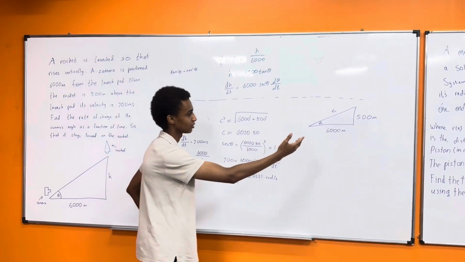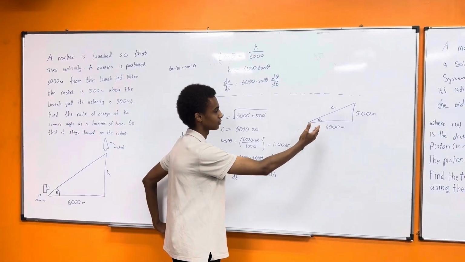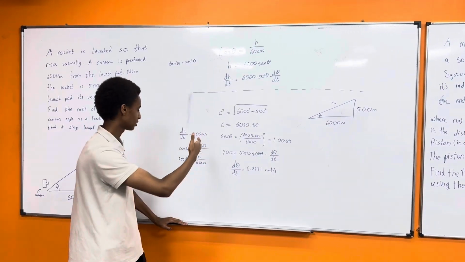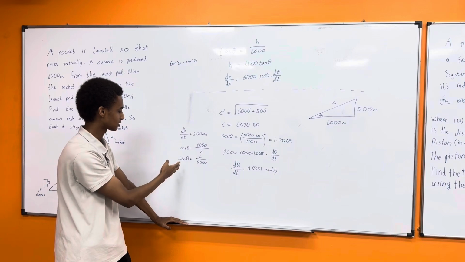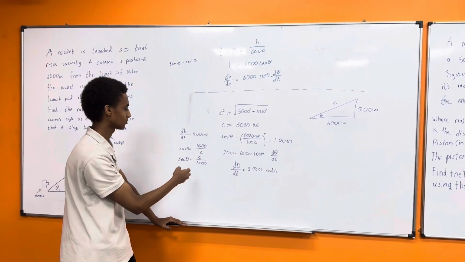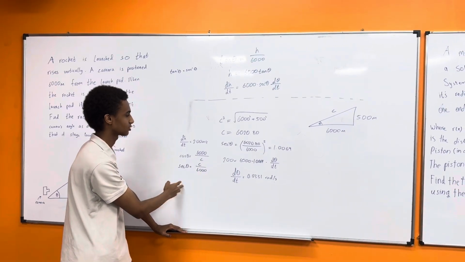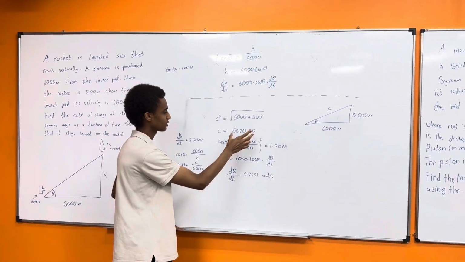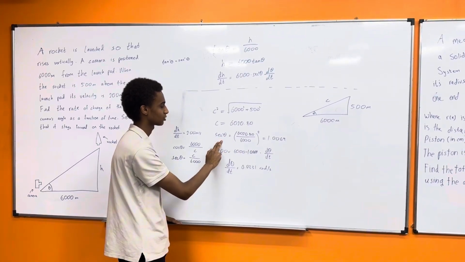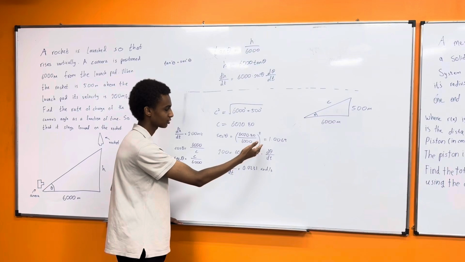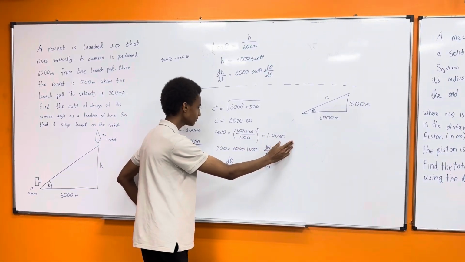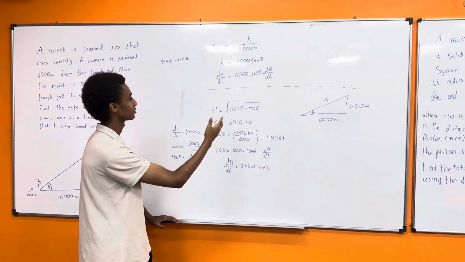As we know, cosine theta is equal to the adjacent over the hypotenuse, so 6,000 over c. And we also know that sec theta is the reciprocal of cosine theta, so sec theta is equal to c over 6,000. Using this value of c that we calculated, we can find sec squared theta: 6,020.8 over 6,000, squared, and we get this value. So now we have all the values.